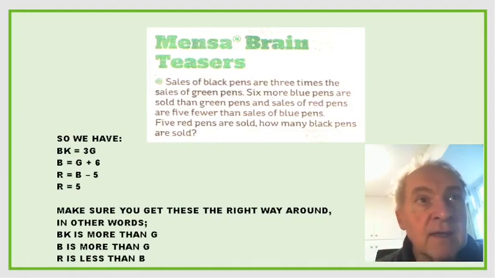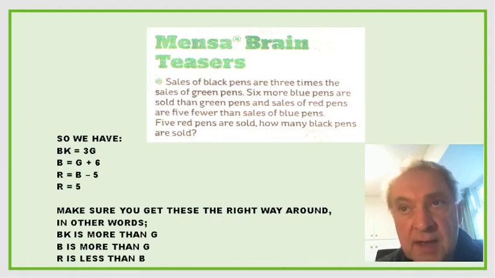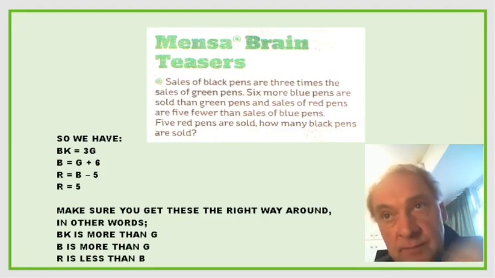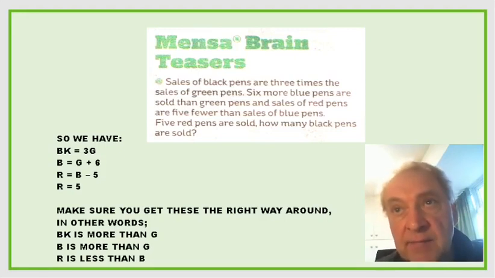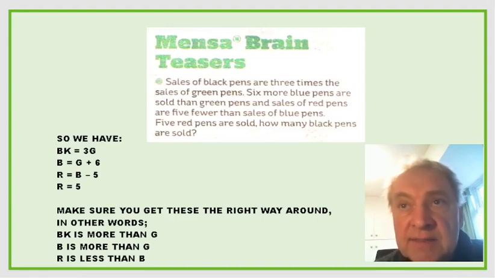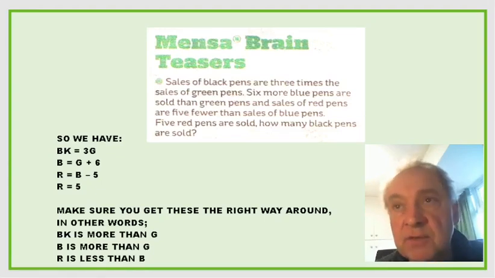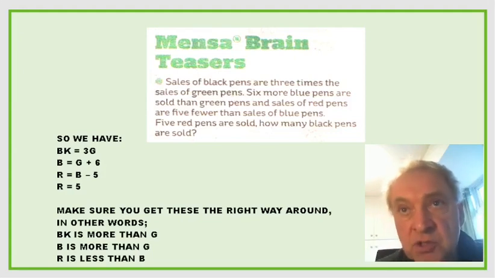And then how many black pens are sold. So you work from the bottom up. Just ignore the last sentence, how many black pens are sold. You come to that. Make sure you get these the right way around. Black is 3G. Sales of black pens are 3 times the sales of green pens. So black is bigger than green. The sales of black is bigger than green, so BK is bigger than G. When I say black, I mean the sales of black.